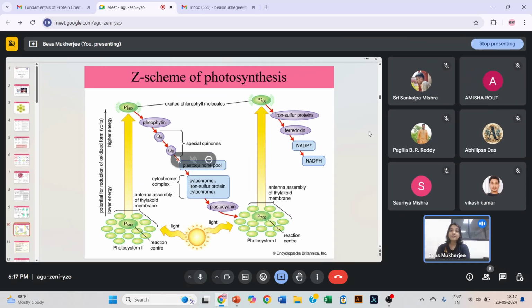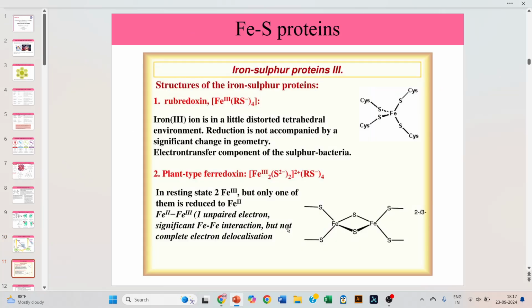Okay, so if you look at this Z scheme of photosynthesis, you will see that there is plastocyanin. Plastocyanin is a metalloprotein, and we will learn about plastocyanin here. Plus, there are iron-sulfur proteins, which again contain iron and sulfur, so definitely we'll be talking about them. There is also ferredoxin, which we would be interested in. Okay, so these are the different proteins that you will read about in today's class.